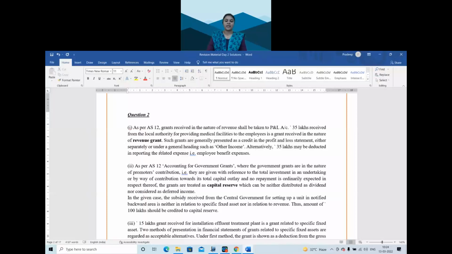In the given case, subsidy received from the central government for setting up a unit in the notified backward area is neither specific asset nor revenue. Therefore, it should be taken to capital reserve. Or you can write, in the given case, since the amount given is in the nature of promoter's contribution, it shall be taken to capital reserve. Simple answer, let's keep it that way. Can take down the hints.